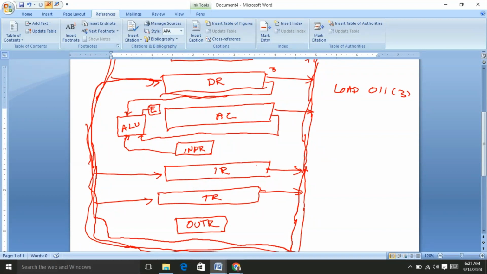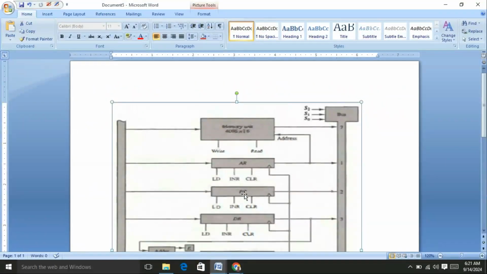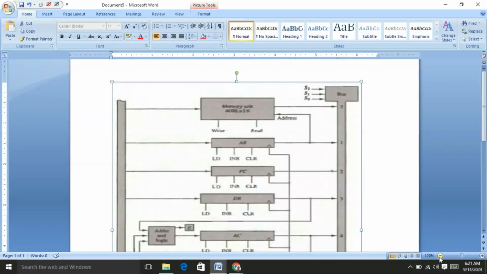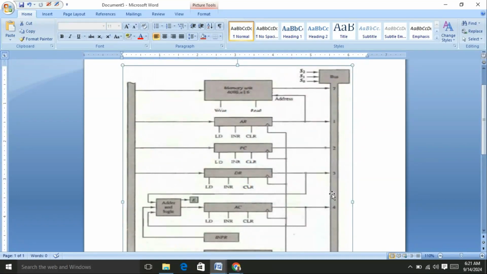Here we have the three signals: load, increment and clear. Increment means suppose the data is incremented, and clear means the data is cleared in the register. Okay, this is the register common bus. For your reference, once again I show one more textbook diagram. This is like that. Please observe carefully.